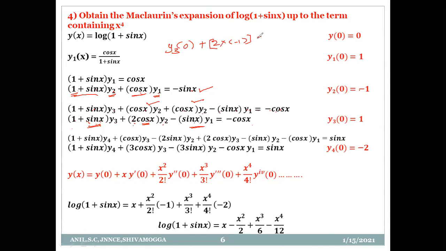This is equal to minus cos 0. Cos 0 is 1. Therefore, minus 1. Therefore, y3 of 0 plus 2 into minus 1 is minus 2. Transform this minus 2 to RHS. That becomes plus 2. This is equal to minus 1 plus 2 is 1. y3 of 0 is 1.